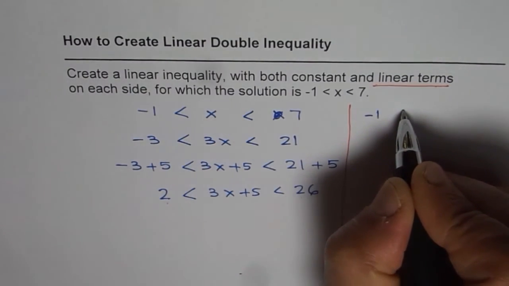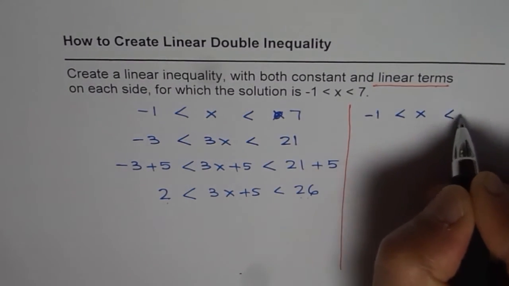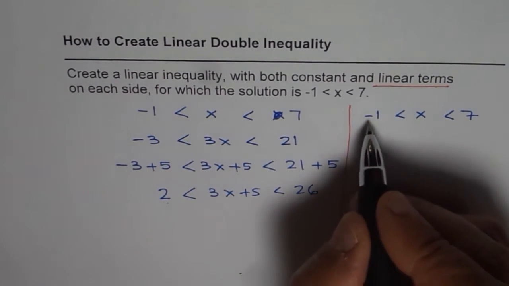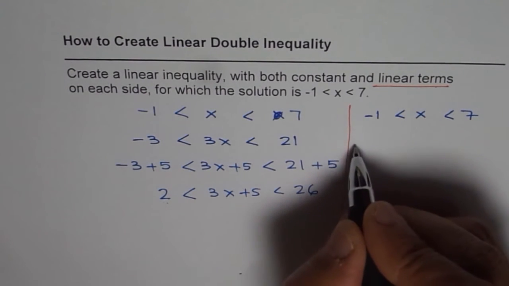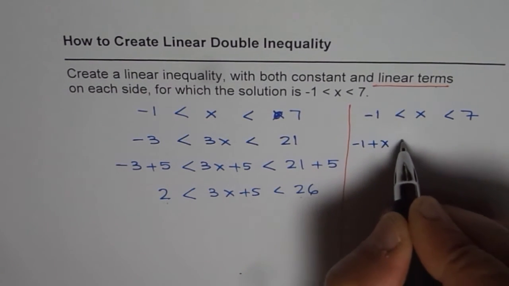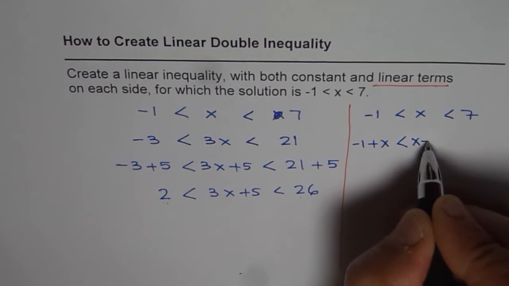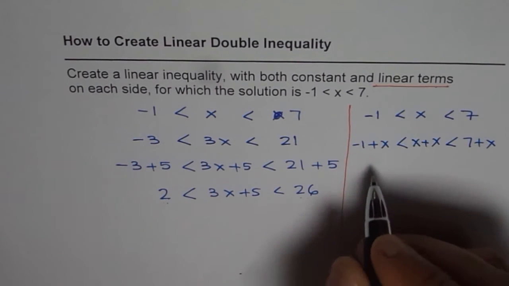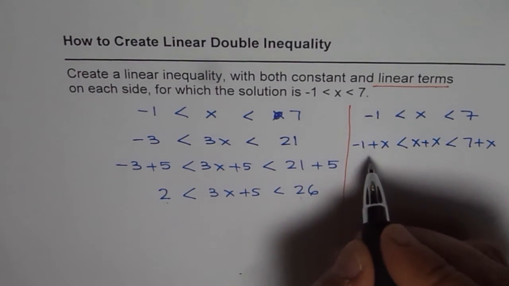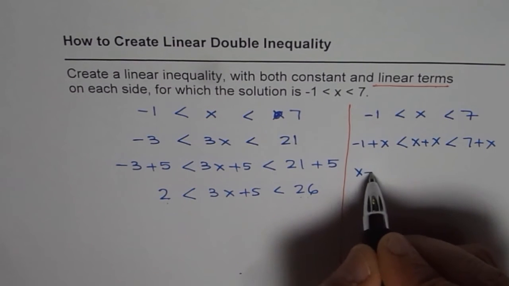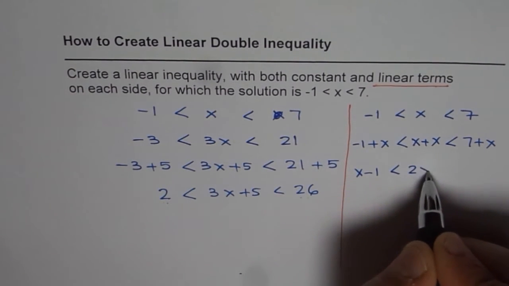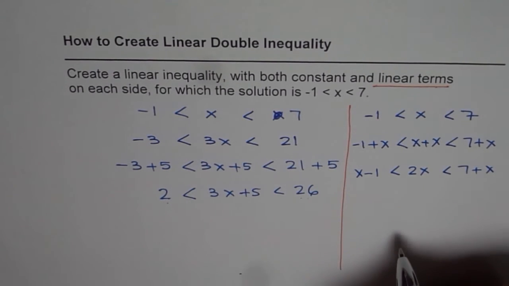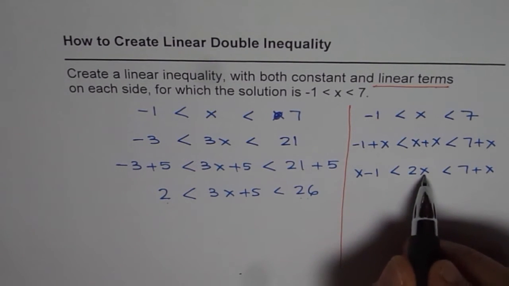So we have minus 1 is less than x is less than 7. Now since we need x in every term, let us add x on every side. So here we have minus 1 plus x is less than, when you add x, let me write plus x here, less than 7 plus x, right? So now at this stage, we can write this as x minus 1 is less than 2x is less than 7 plus x. So we do have variable x.